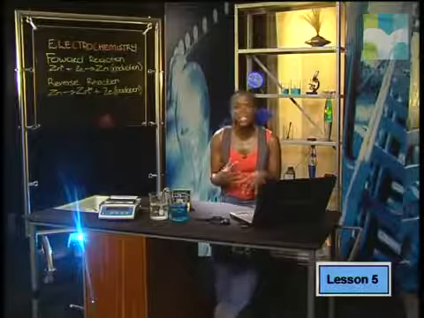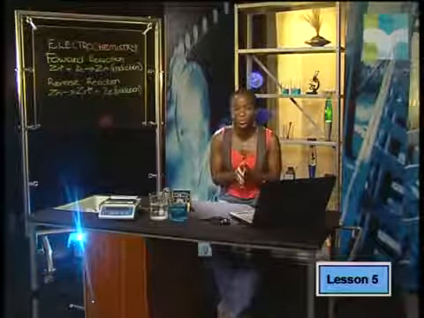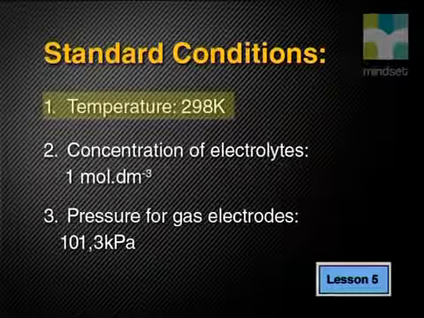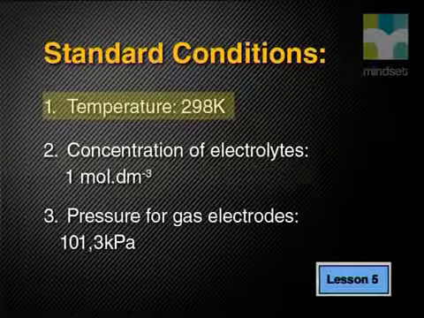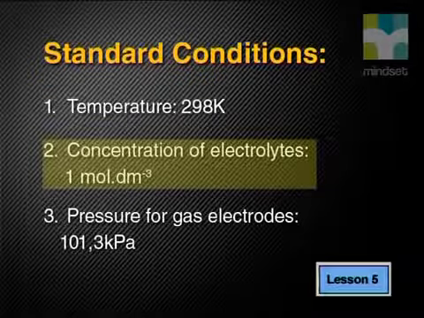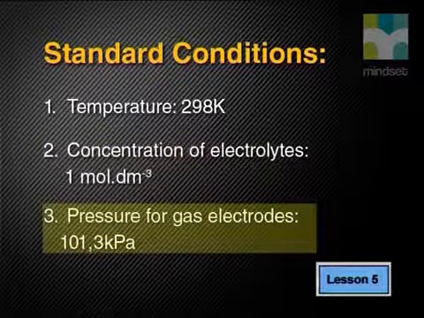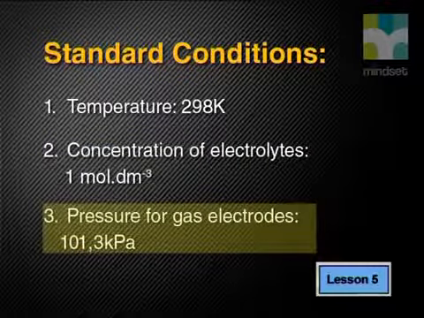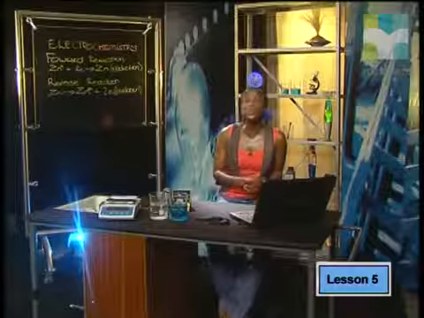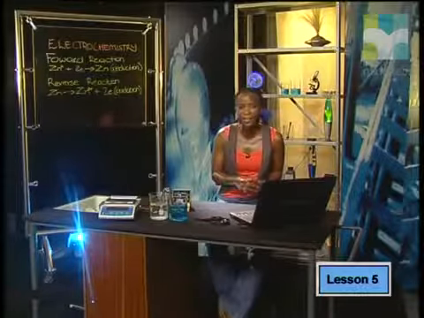The standard conditions for a half cell are as follows. The temperature of the electrolytes must be 298 Kelvin. The concentration of the electrolytes must be 1 mole per decimeter cubed. And for electrodes that use gases, the gas pressure must be 101.3 kilopascals. Let's take a closer look at the standard hydrogen half cell.